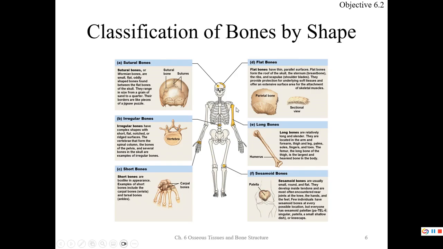Okay. So here we can actually see examples of sutural bones. Here we have a wormian bone right here, for example, in between the parietal and occipital bone at the lambdoid suture. We have our flat bone, parietal bone, long bone, humerus, sesamoid bone, the patella, short bones, the carpal bones, and a vertebra being an irregular bone in these diagrams here.